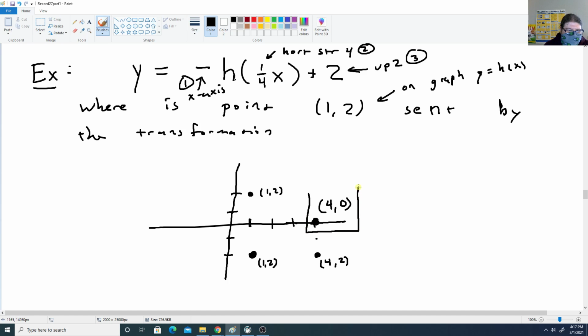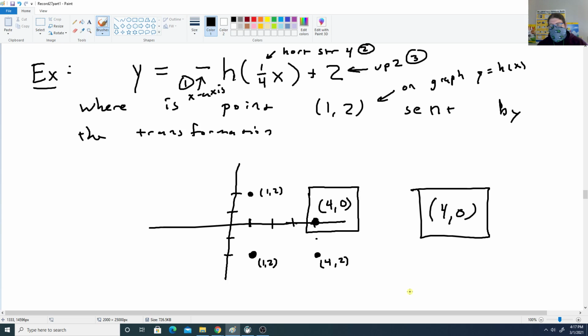This is the answer. This is where the point ends up. So the coordinates of where the point ended up were x value 4, y value 0. And that's how we viewed the point being sent along by the transformation. So we're going to stop there, and that wraps up section 2.7.